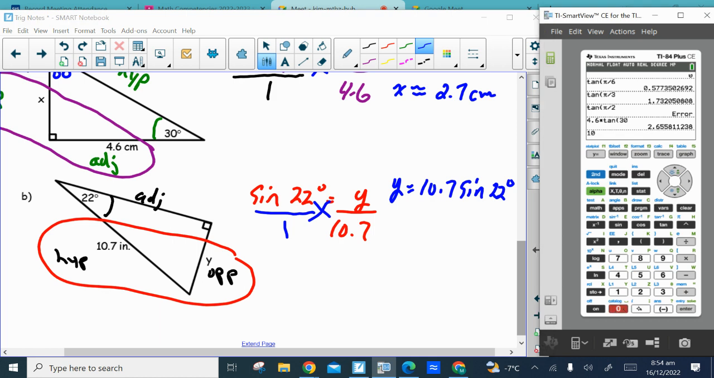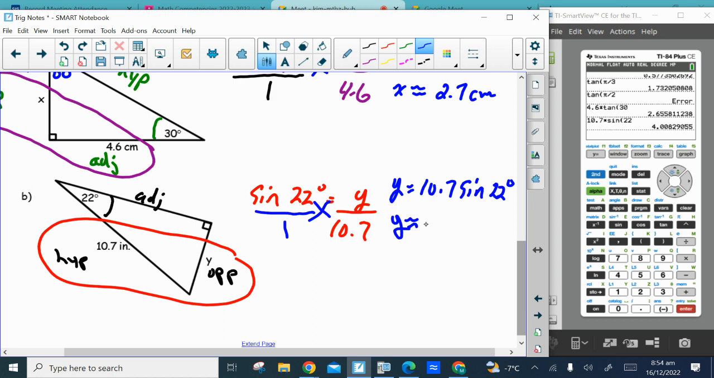But we'll get our answer first by going 10.7 times the sine of 22, and that is approximately 4, which is reasonable. Okay, the 22 degrees will be the smallest angle in this triangle, so it has to be across from the shortest side. And 4 is less than the 10.7. If we got an answer greater than 10.7 here, that would be a problem, because the hypotenuse is always the longest side.